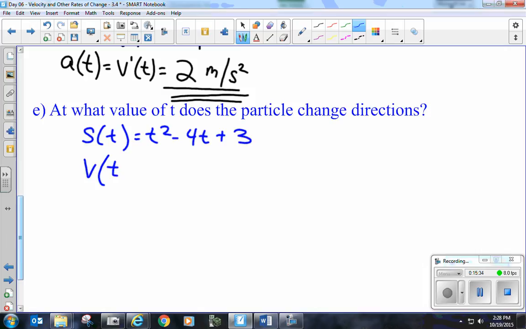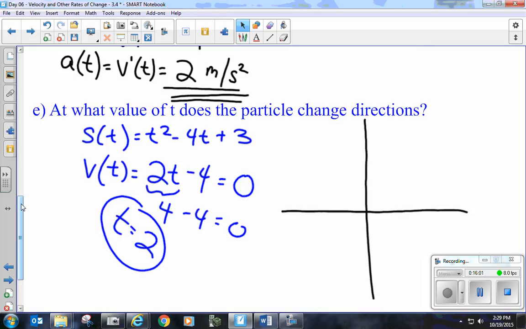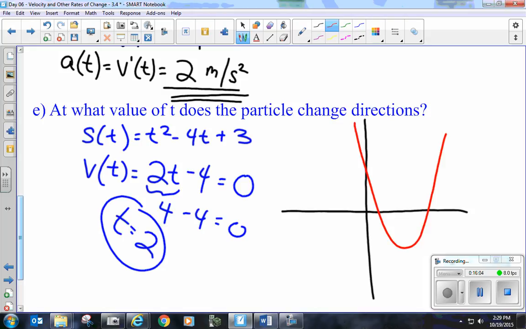Velocity is 2t minus 4, right? Set that equal to 0 and solve for t. So what value of t makes it 0? 2, because 2 times 2 is 4, and 4 minus 4 is 0. So t would have to be 2. If I take a look at the graph, right here is the number 2. This is position. This is where position changes from going down to up. But that's also where the slope is equal to 0. A horizontal line makes the slope equal to 0 right there. Does that make sense?